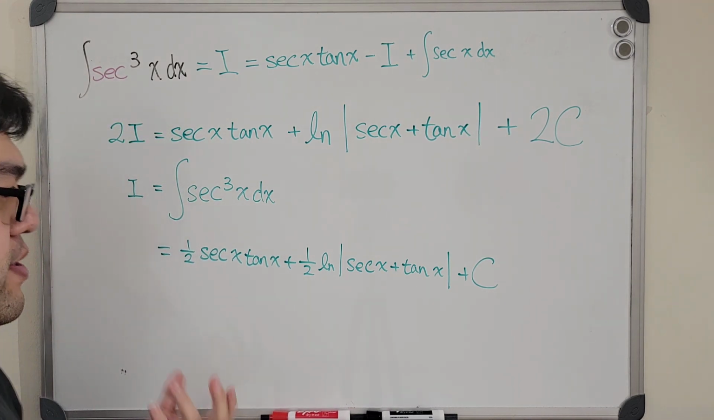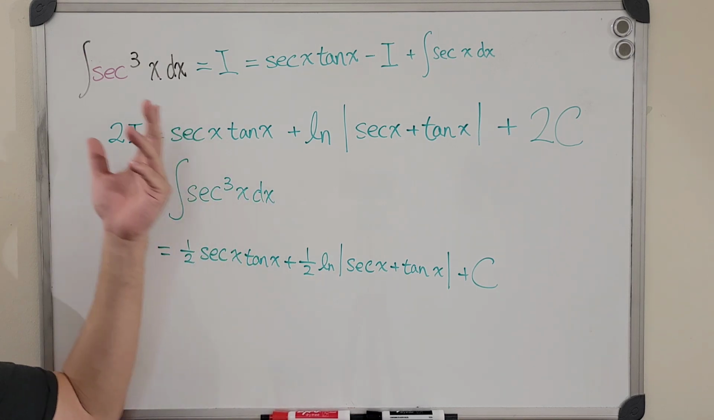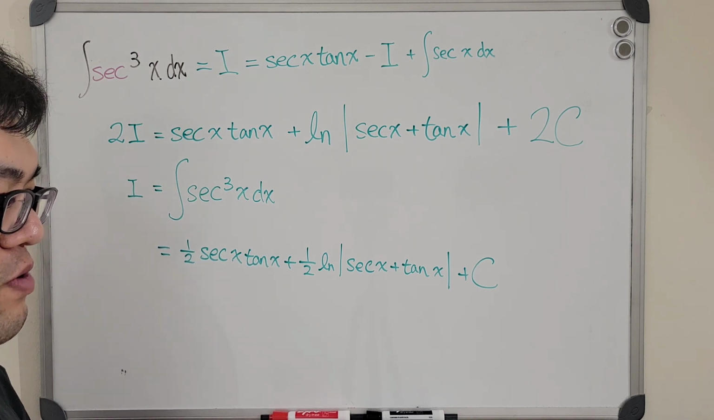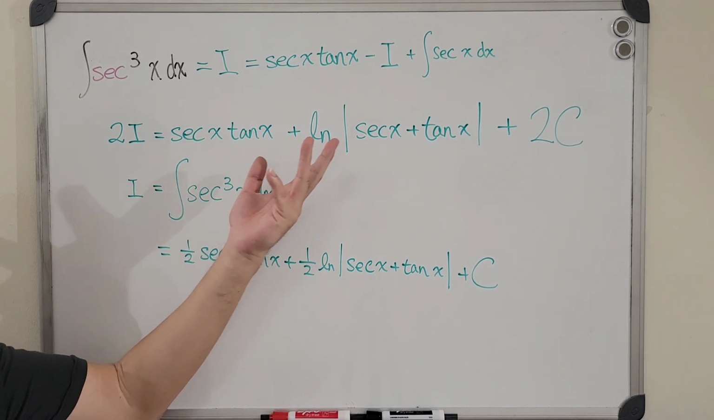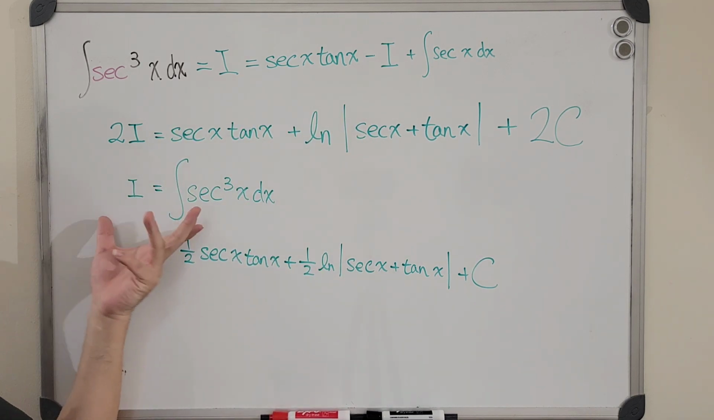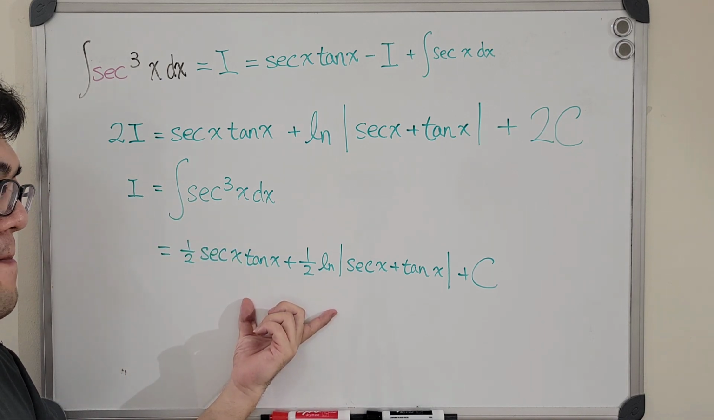by using the DI method, as well as trying to substitute or replace the initial integral with some variable, so that we can treat it like an equation and move things around to simplify and find out what the integral will end up to be.